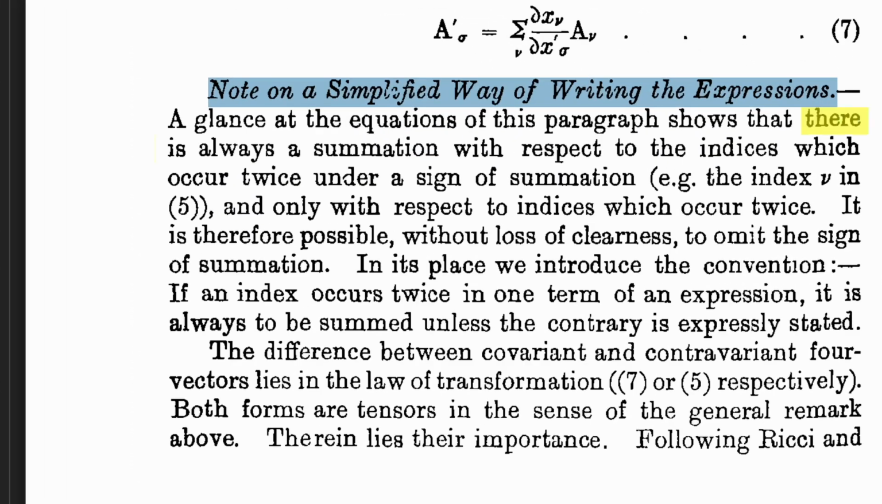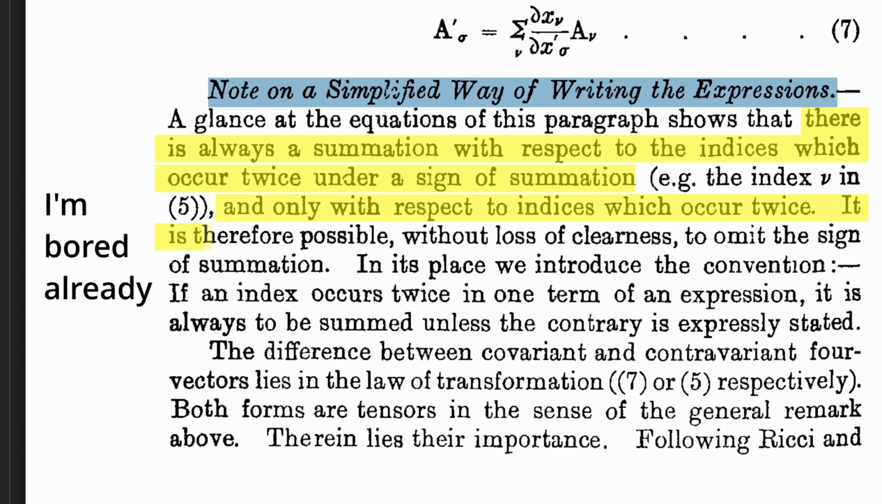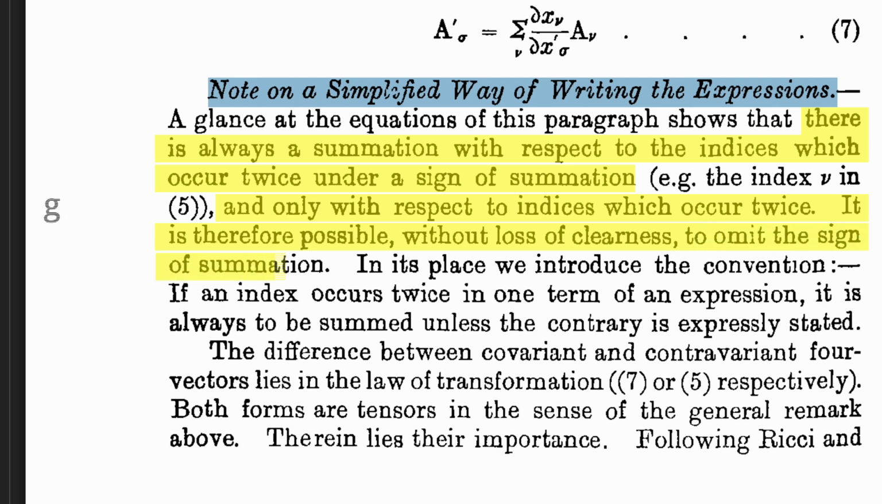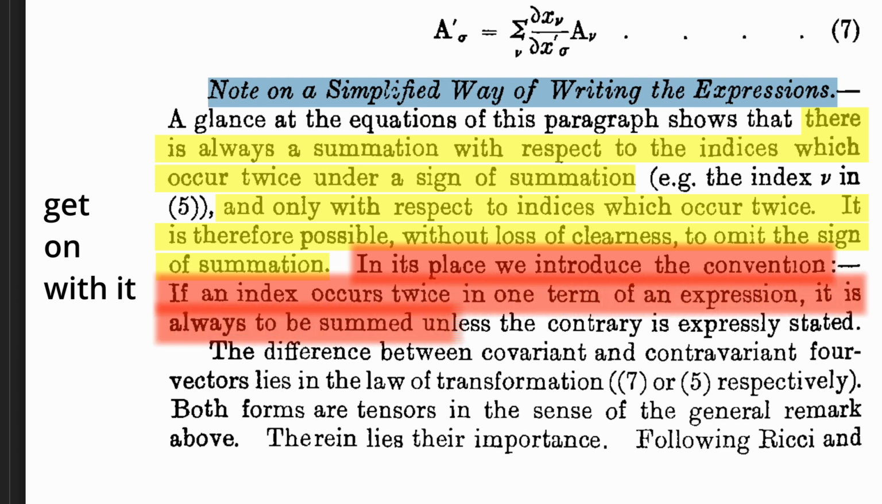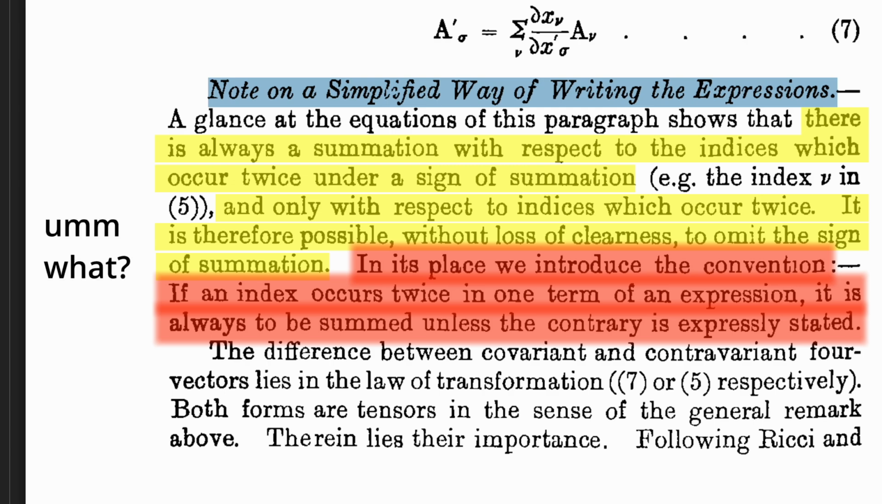There is always summation with respect to the indices which occur twice under a sign of summation, and only with respect to indices which occur twice. It is therefore possible, without any loss of clearness, to omit the sign of summation. In its place, we introduce the convention. If an index occurs twice in one term of an expression, it is always to be summed, unless the contrary is expressly stated.